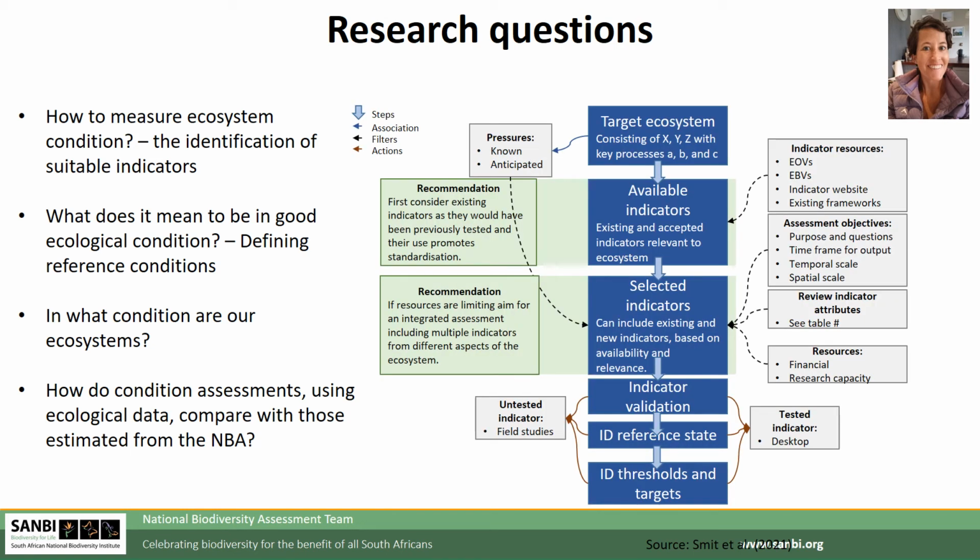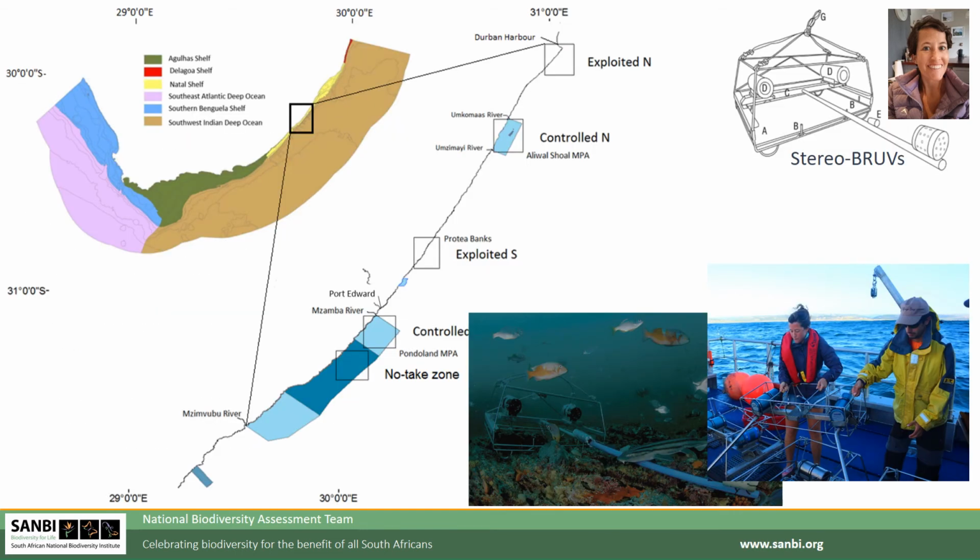To do this, we have started to develop an indicator selection and assessment framework where, using a specific ecosystem type, we need to select indicators based on a set of criteria to measure condition. We then need to test and validate these indicators and then use these indicators to define reference conditions, thresholds, and targets for future condition assessments. And this is what we set out to do.